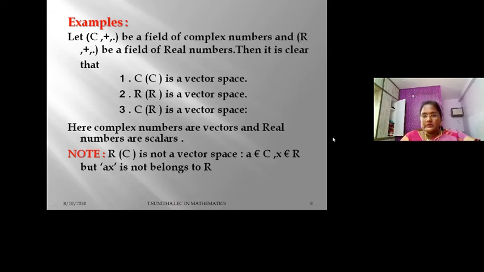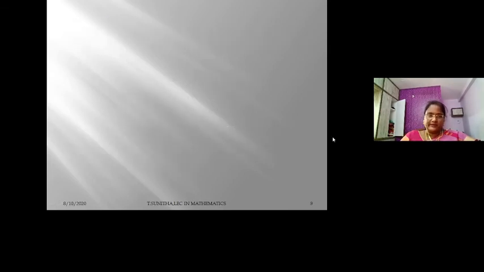See, a belongs to C means, because it is a complex number, it is in the form of a plus ib. Whenever you multiply with x, x of a plus ib is xa plus xbi. But it is not a real number. It should be a real number, but it is not. So the scalar multiplication, the second condition of vector spaces, is not satisfied. So R of C is not a vector space.